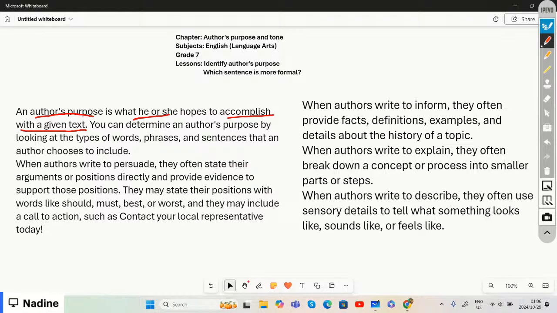And when it comes to the author's purpose, you can determine an author's purpose by just looking at the type of words, phrases, and sentences that an author chooses to include within a text.